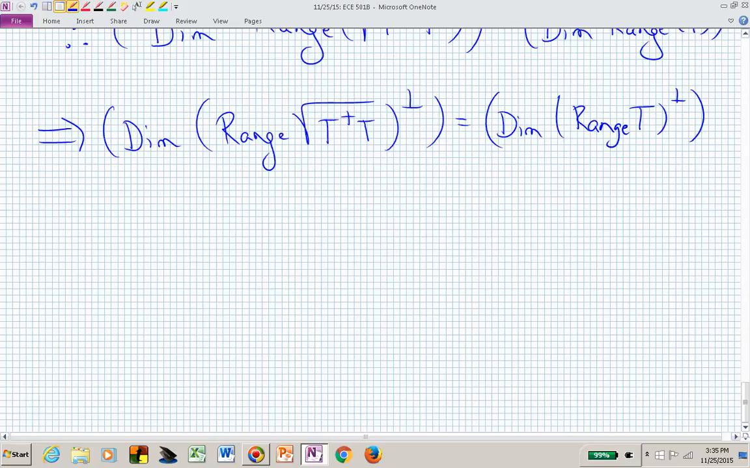So now we have the dimensions of these two ranges of these orthogonal complements of the same size, and we can now find orthogonal basis vectors, and I should say orthonormal, so we've now normalized those orthogonal bases. We have one orthonormal set of basis vectors for the range of T dagger T perp, and another set of orthonormal basis vectors on the range of T perp.